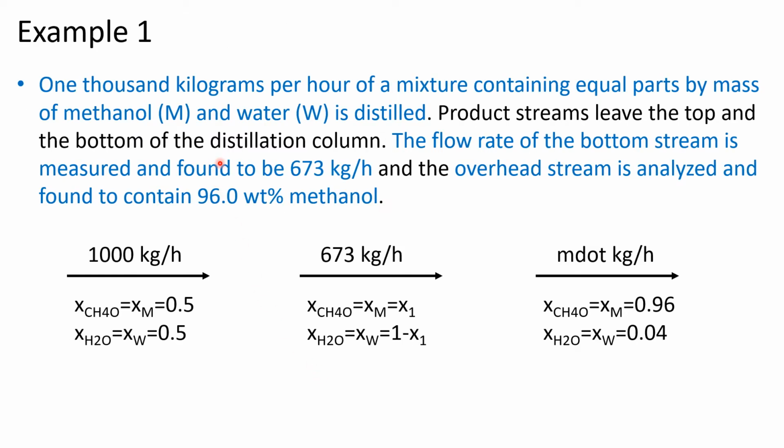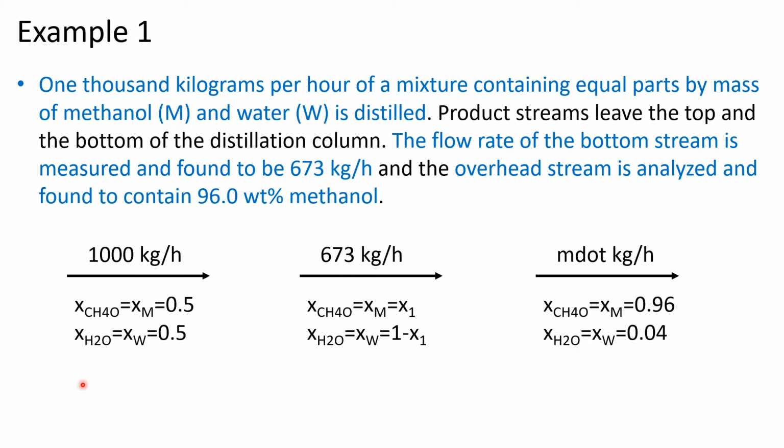In the previous lecture, we talked about labeling the 3 streams associated with this problem statement. The 3 streams were defined by the text in blue here. The first is that 1,000 kilograms per hour of a mixture containing equal parts by mass methanol, which we'll denote by the letter M, and water, which we'll denote by the letter W, is distilled.